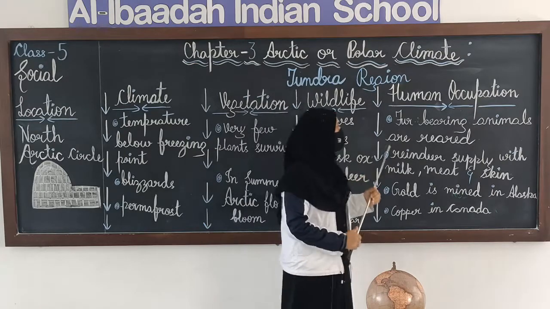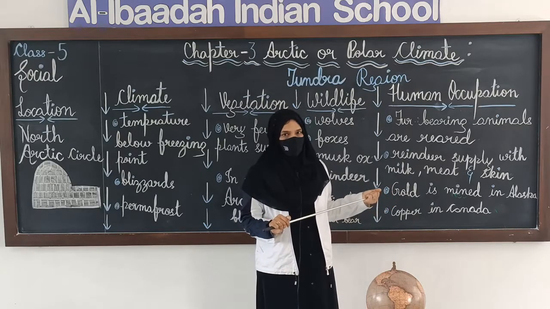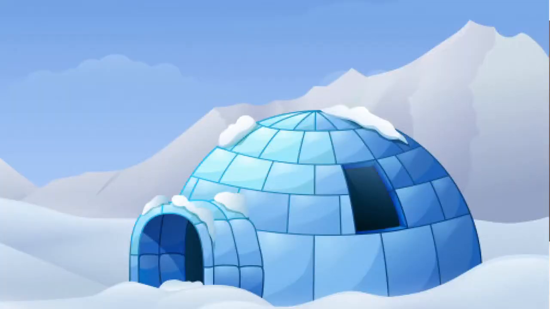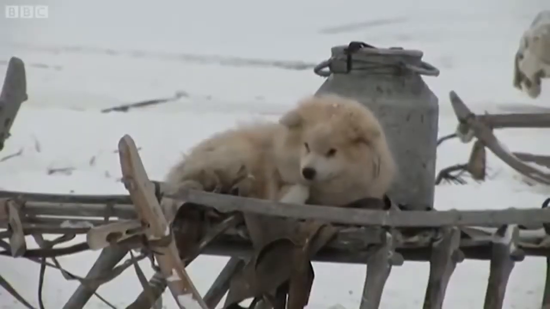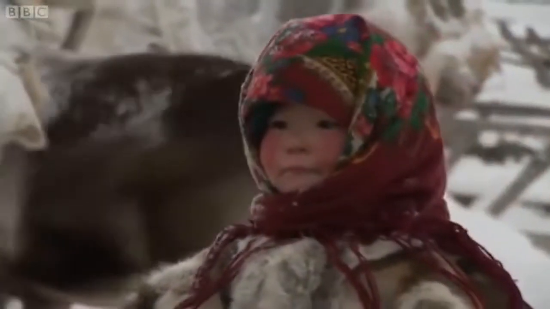Now, coming to human occupation. Humans who stay there are called Eskimos. Where do they stay? They stay in igloos in winters and in tents in summers. They are semi-nomadic. They keep changing places. What work do they do? Fur-bearing animals are reared. The animals which give fur, they take the fur and make big heavy coats with it. Next, reindeer is a deer-like animal and it supplies them with milk, meat, skin, etc.